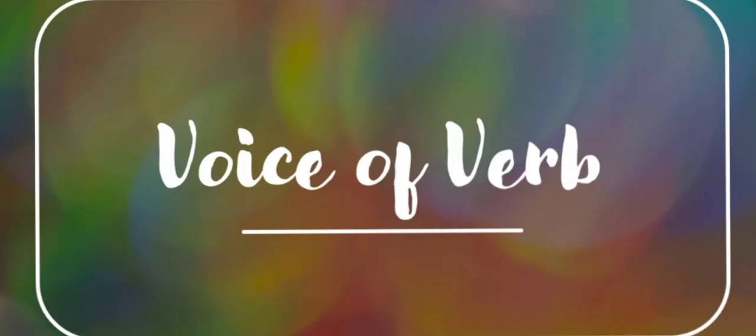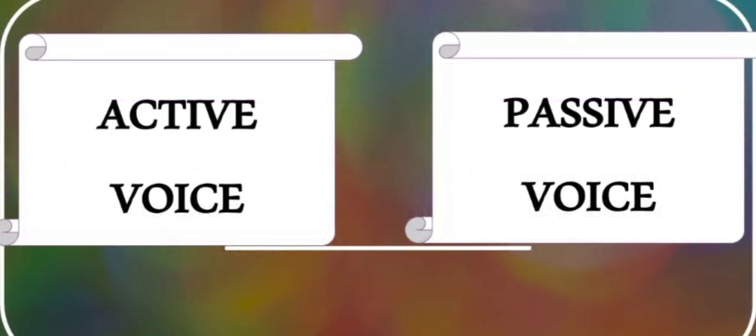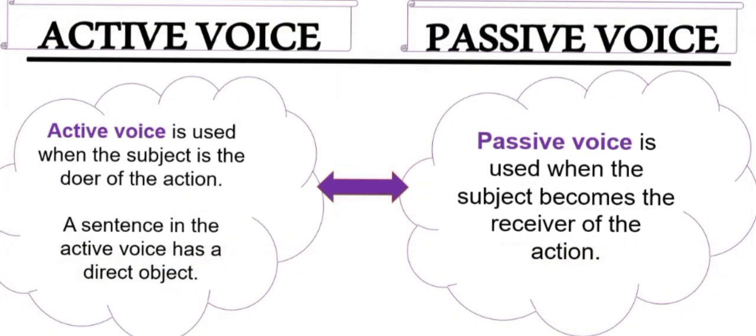So today's lesson is about the voice of verb. So what do you mean by voice of verb? Voice is one of the many characteristics of verbs that tells us whether the subject is acting or being acted upon. There are two kinds of voice: the active voice and the passive voice. So what do you mean by active voice and passive voice?